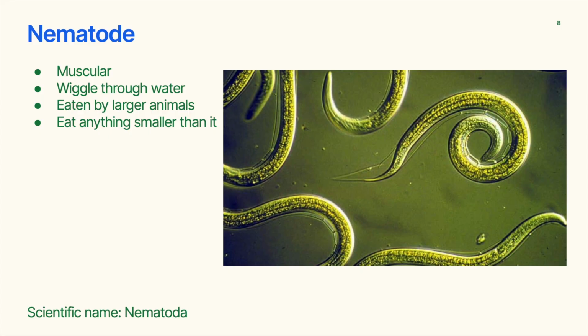I also looked at nematodes. These are muscular little microanimals that wiggle through the water. They're eaten by larger animals, and similar to the Daphnia, they will eat anything smaller than them, whether it be an animal or a plant or bacteria or protist, perhaps. Check out these nematodes swimming through the water underneath our microscope.